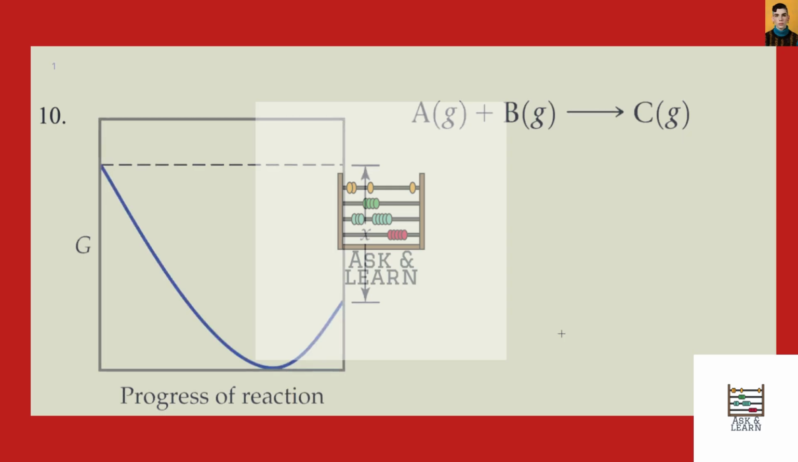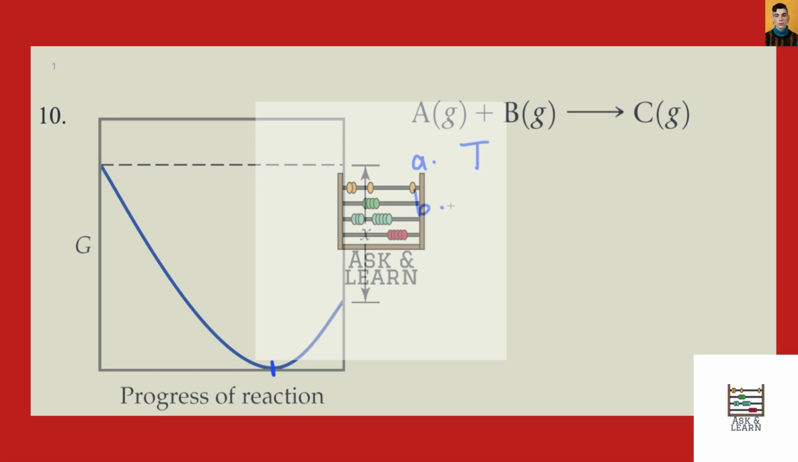So here's problem 10 for chapter 19, part A. This is asking if the minimum of the graph corresponds to the equilibrium. We know in a reaction, the system will tend to move to the lowest free energy possible. So from this graph, we can see that the lowest point is right here, and this is the lowest free energy. So this point is the equilibrium point of the reaction. So part A is true.